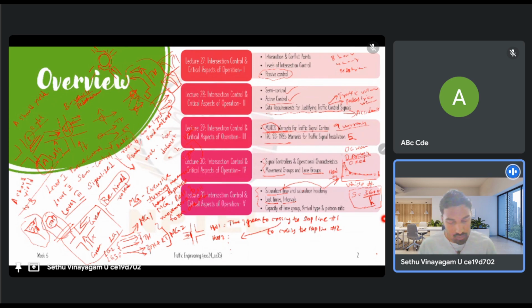So what happens? When drivers look at the amber, they will slow down their vehicle, right? They will slow down the vehicle, and if they are not able to cross the intersection, right? So they will enter the intersection. If they have entered the intersection, they will cross. But if they are not able to cross, they will stop their vehicles.